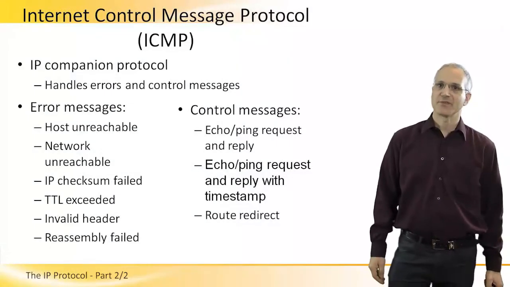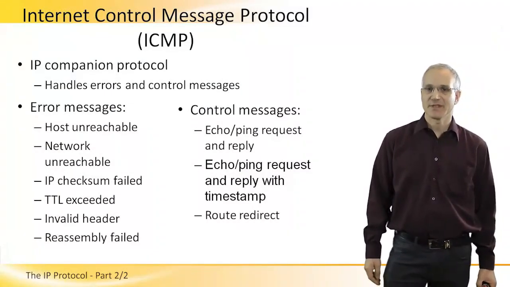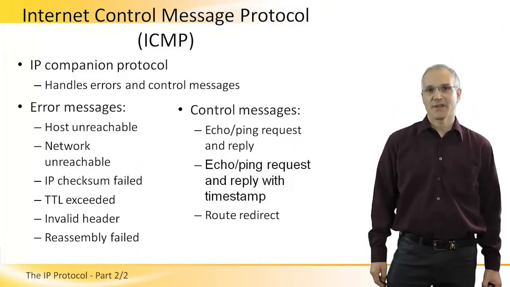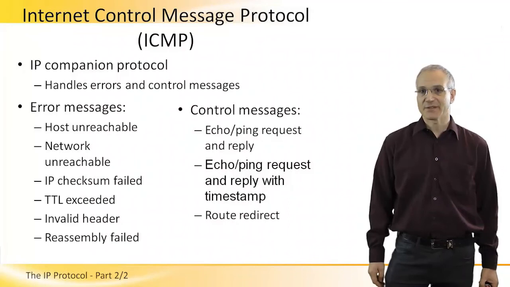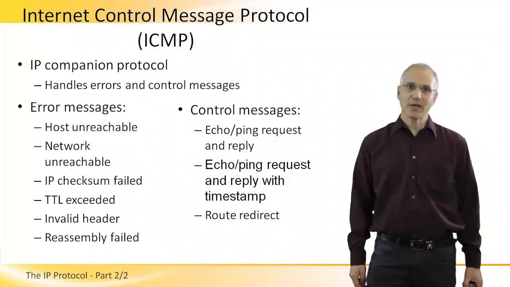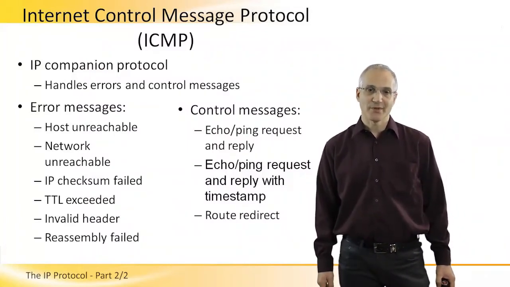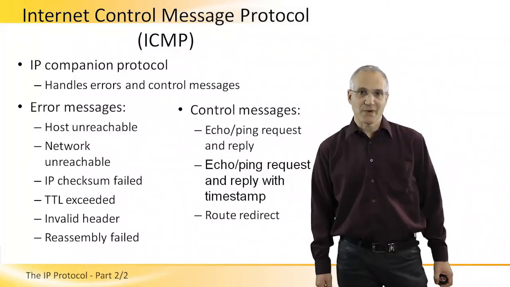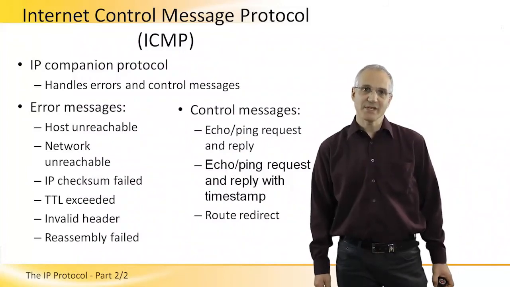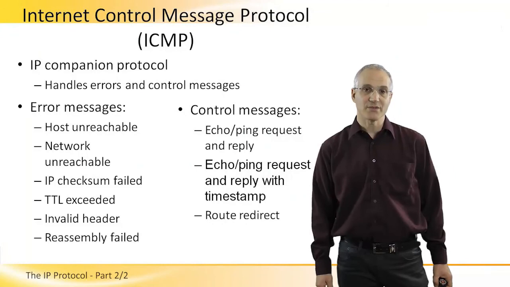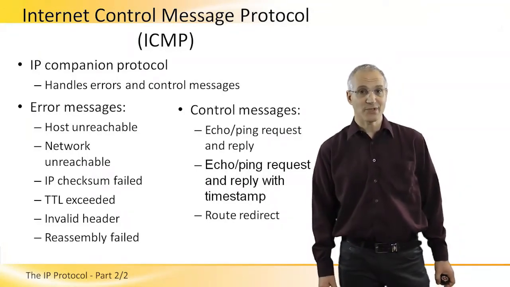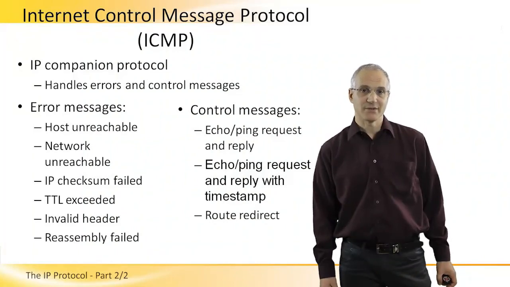ICMP is the Internet Control Message Protocol. It is a layer 3 protocol companion to IP, and its purpose is to handle errors and control messages. When there's some problem with an IP packet, it is dropped. But once it is dropped, ICMP sends an error message back to the source in order to notify it that there was an error.